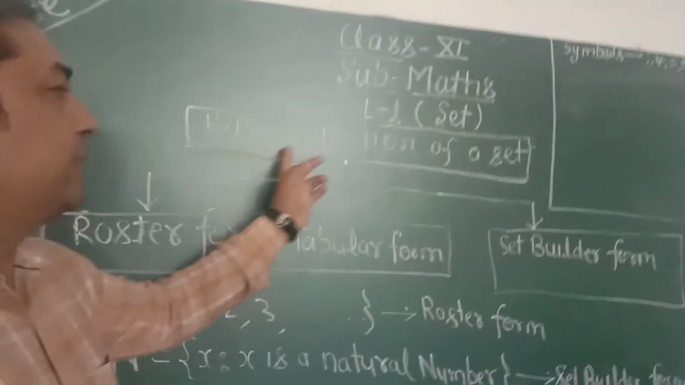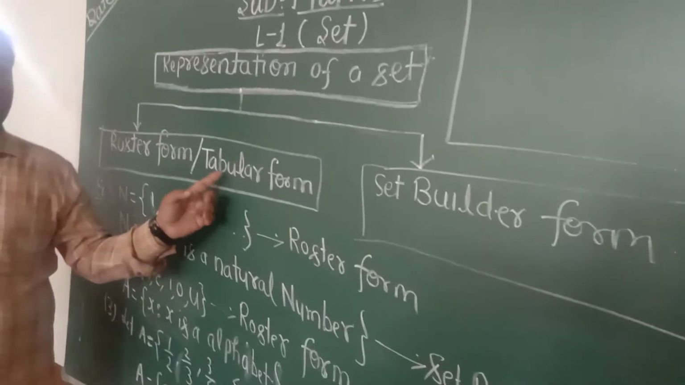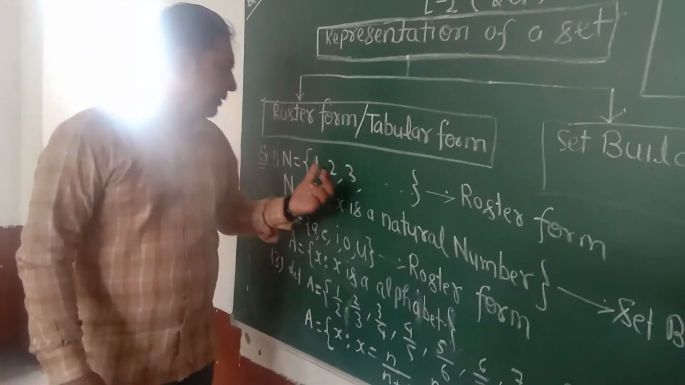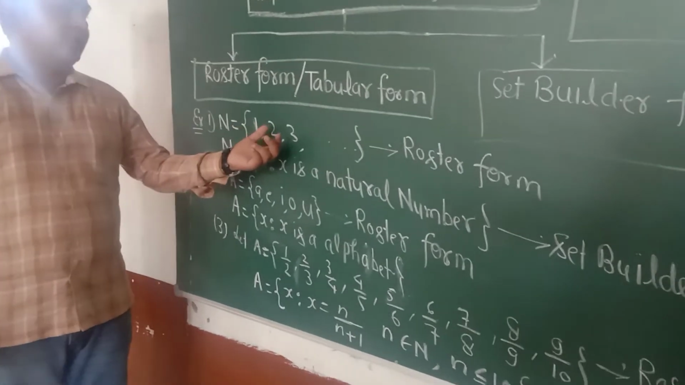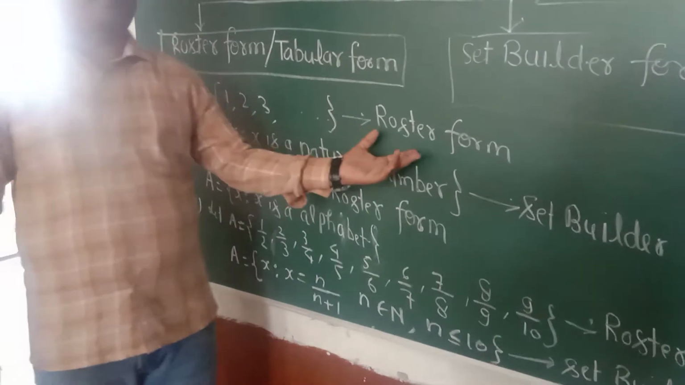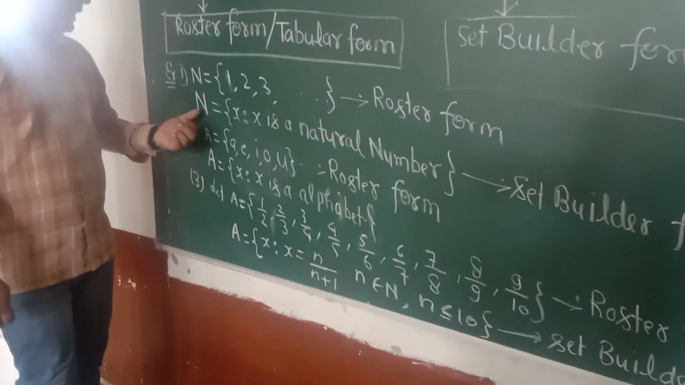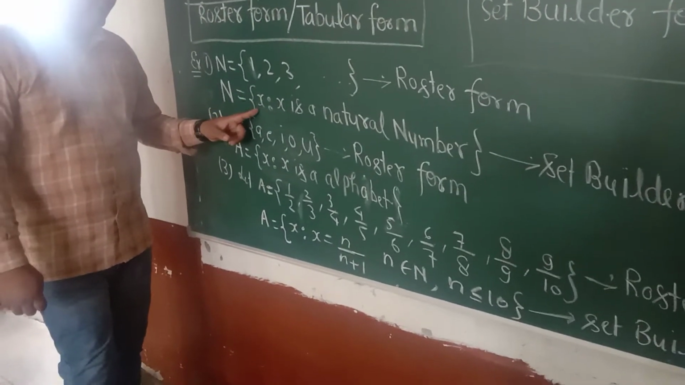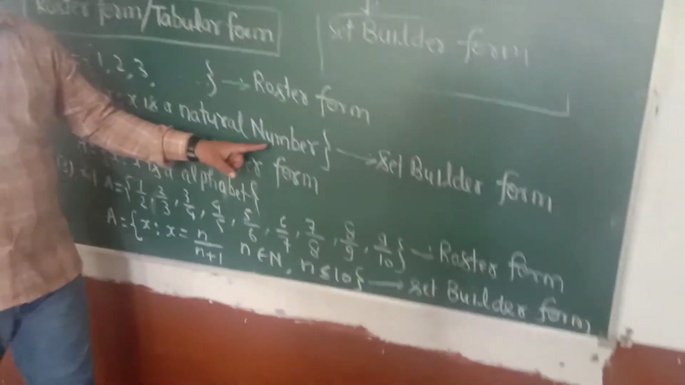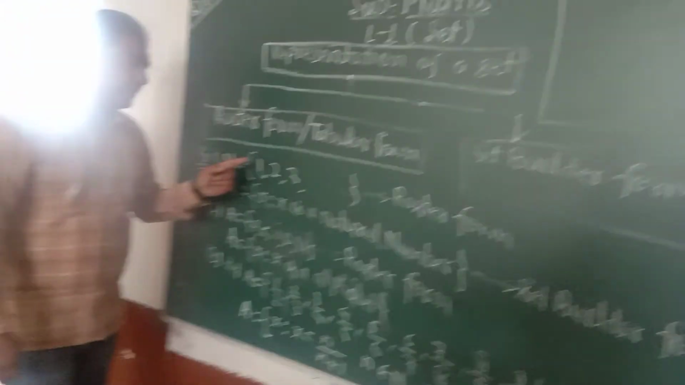There are two types of representation of a set. First is roster form or tabular form, and the second one is set builder form. Take an example. This is the set of natural numbers 1, 2, 3, 4 and so on. This is the roster form. In set builder form, you write N equal to curly bracket of x such that x is a natural number.